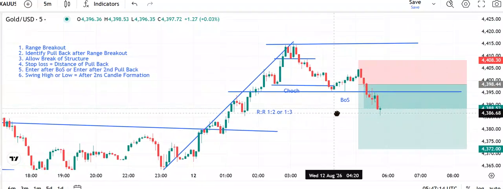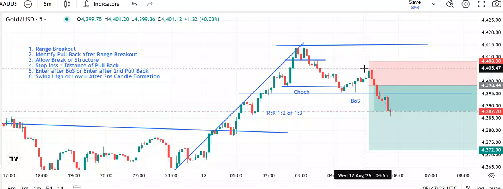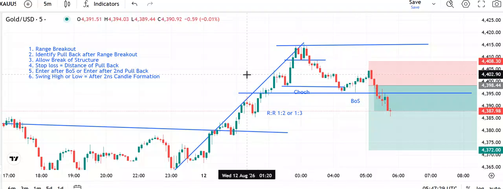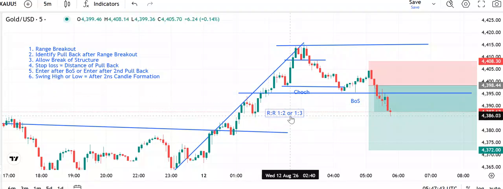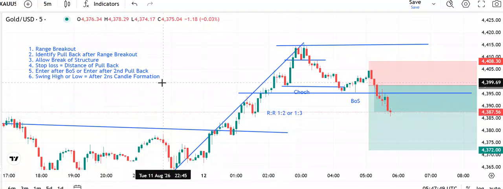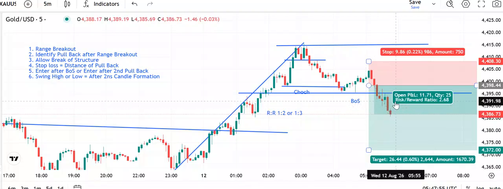This strategy is not a perfect one. There will be some occasion where you have price creeping stop loss. That is allowed. In trading, you don't get to win all the time. There will be some time you record loss. There will be some time you record profit, but ensure that your profit is more than the loss by ensuring good risk reward or good risk management. Of course, enter after break of structure or enter after second pullback.